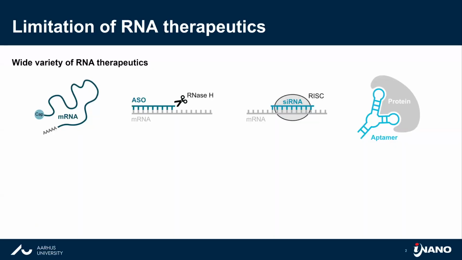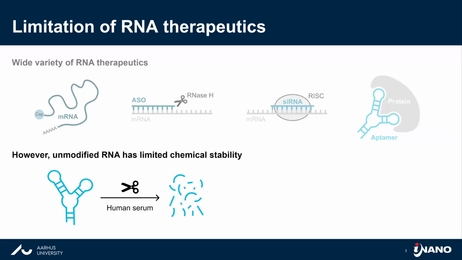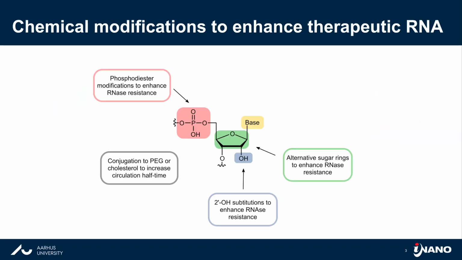First of all, we all know that RNA therapeutics is getting more and more popular. We have the mRNA vaccines, ASOs, small interfering RNA, as we have just heard, and also aptamers. But one problem is that if we make them out of RNA and inject them into the body, they get degraded quite quickly. So what can we do? We can modify the RNA.